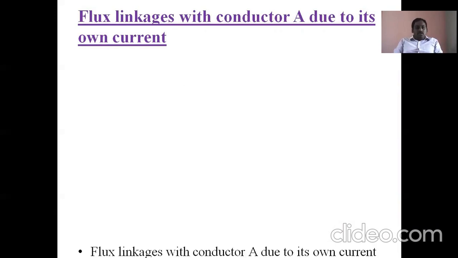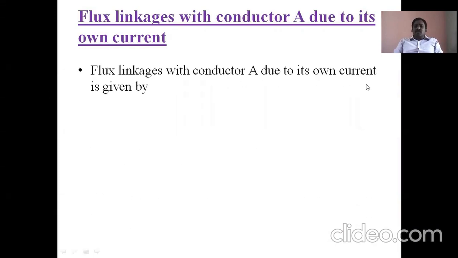The flux linkages with conductor A due to its own current means first the internal flux linkages, then the external flux linkages. Internal flux linkages are within conductor A, and external flux linkages extend outside, toward conductor B or conductor C. So the total flux linkage of conductor A is mu naught IA by 2 pi, times 1 by 4 plus the integral from r to infinity of dx by x. This can be treated as equation number 1.